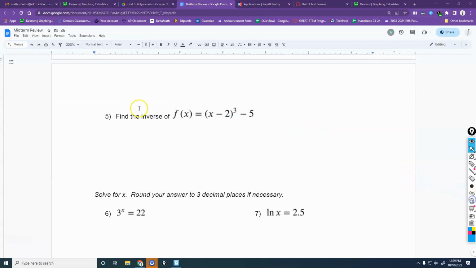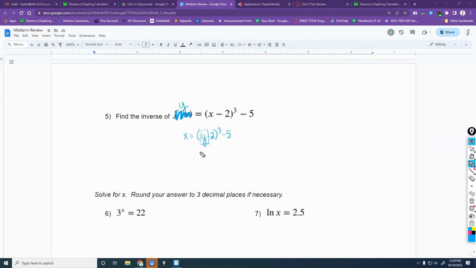Example 5. We've got to find the inverse of f of x equals x minus 2 to the third power minus 5. So first of all, f of x is really just like having a y, correct? What do we do if we're looking for an inverse? Switch those x and y. So we're going to have x equals y minus 2 to the third minus 5. Okay, then you have to solve for this new y, right?